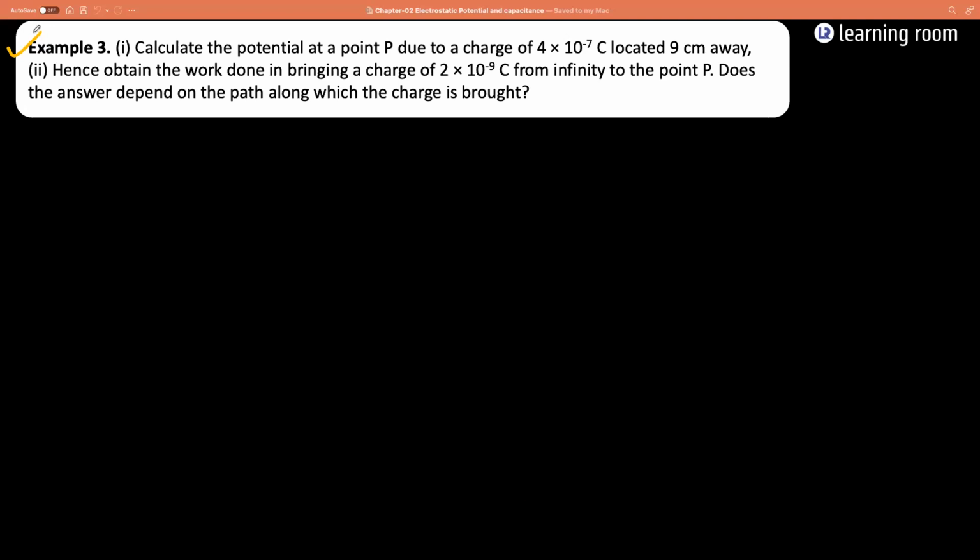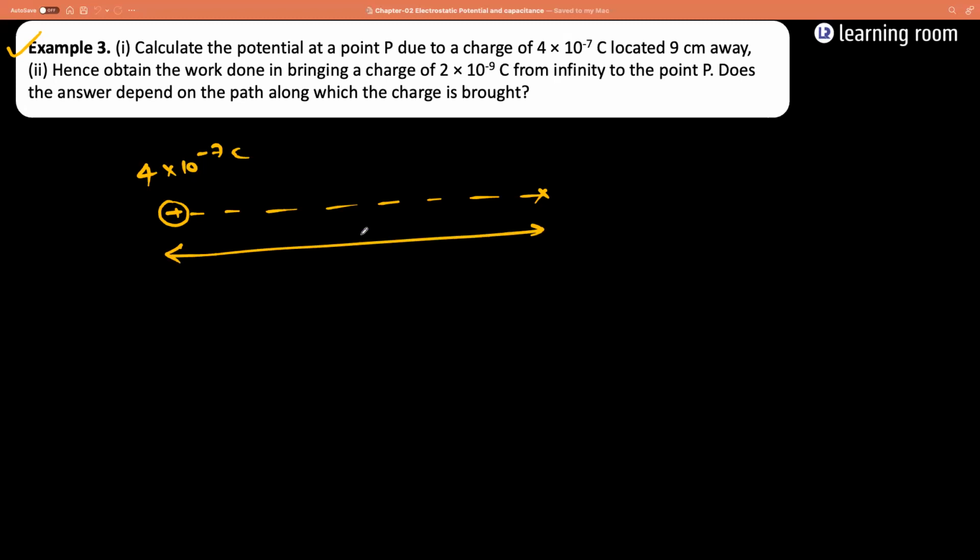Example 3. Calculate the potential at a point due to a charge 4 into 10 power minus 7 coulomb, which is located 9 centimeter away from it. So I need to calculate the potential at this point. So can you tell me what is the answer? So what is the potential due to the charge at point P? Q divided by 4 pi epsilon naught R.